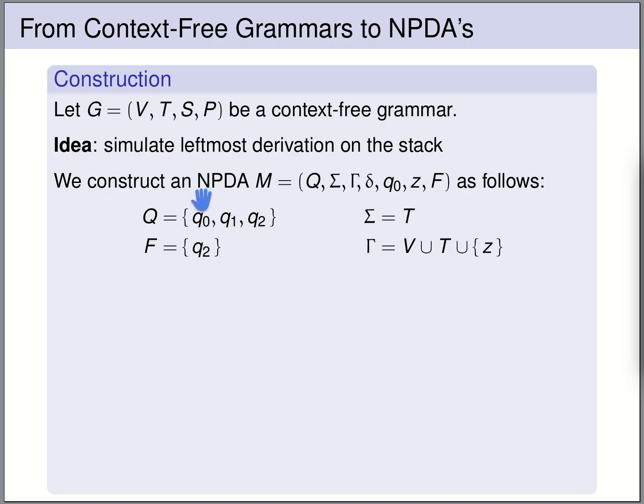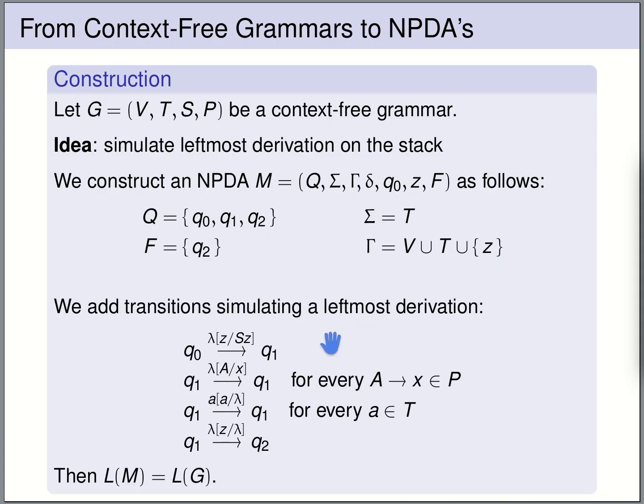Our automaton will have states Q0, Q1, and Q2. Q0 is our starting state, Q2 is the only final state. The input alphabet of our automaton are the terminal letters. The stack alphabet consists of the variables, the terminals, and a fresh symbol Z. We have the following transitions.